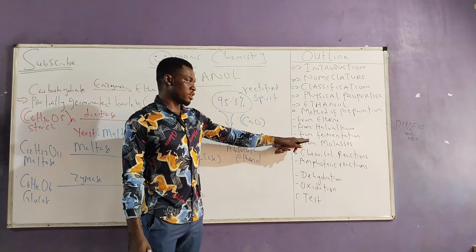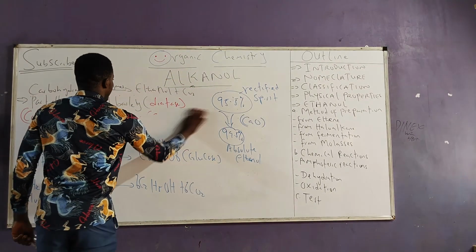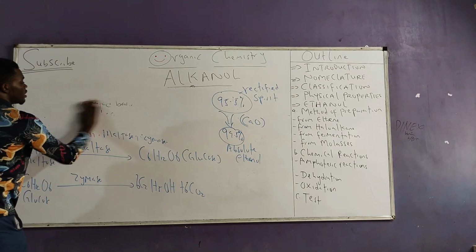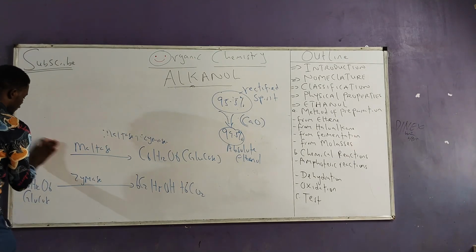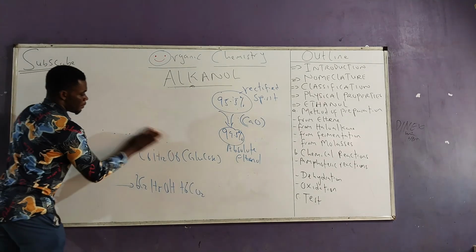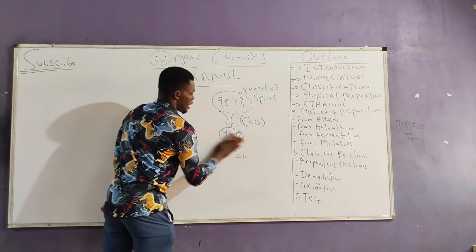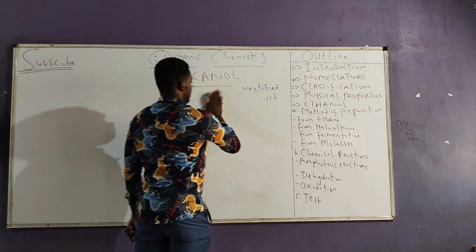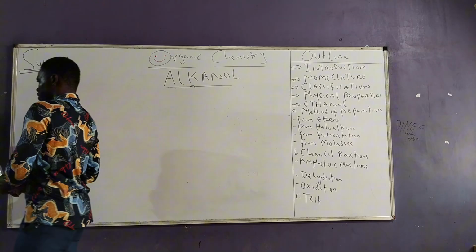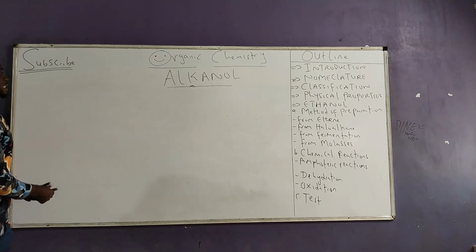So I've talked about the preparation of ethanol from fermentation. The next and final method of preparation of ethanol is from molasses. What is molasses? Molasses is simply a syrupy liquid that is gotten from the crystallization of sugar. During the manufacture of sugar by crystallization, there is usually a syrupy liquid that is obtained. That syrupy liquid is what we call molasses. It is very rich in sucrose. So I can convert the sucrose to ethanol by adding the enzyme yeast.